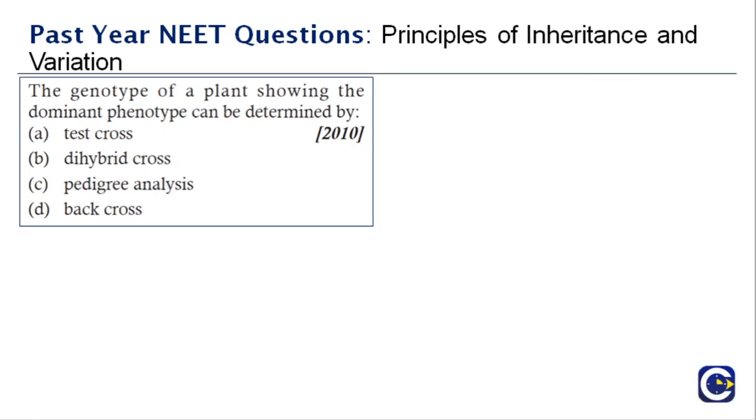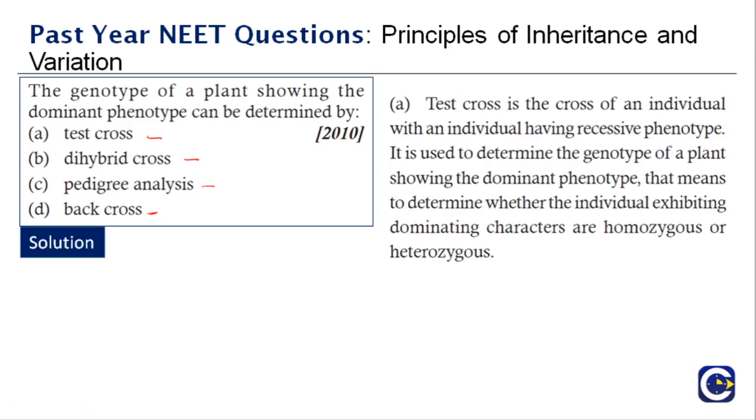The genotype of a plant showing the dominant phenotype can be determined by a test cross, dihybrid cross, pedigree analysis or back cross. So what is the answer? See, we are seeing similar kinds of questions. The genotype of a plant showing dominant phenotype can be determined by a test cross. Test cross is the cross of an individual with an individual having recessive phenotype. It is used to determine genotype of a plant showing dominant phenotype. That means to determine whether the individual exhibiting dominant characteristics is homozygous dominant or heterozygous dominant. So it is a test cross. So the answer is A. You see, there are similar questions repeating.